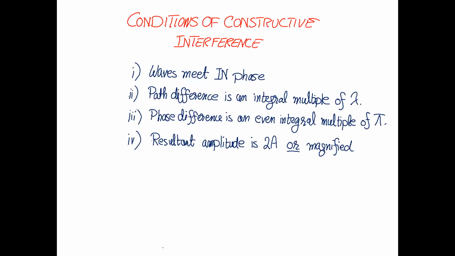Conditions of constructive interference: waves meet in phase. Zero phase difference. Path difference is an integral multiple like 2 lambda, 3 lambda, 4 lambda. Phase difference is an even integral multiple of pi. Resultant amplitude is 2a, or magnified. A very important sheet. Just try to absorb it.